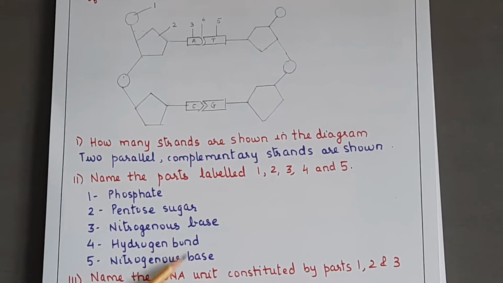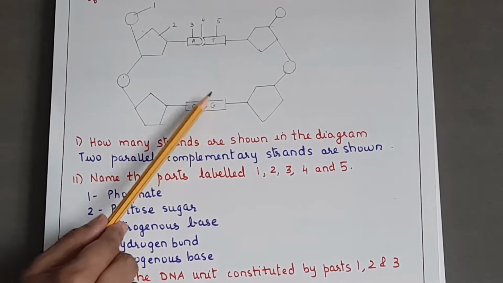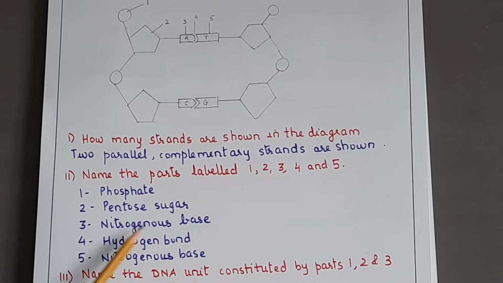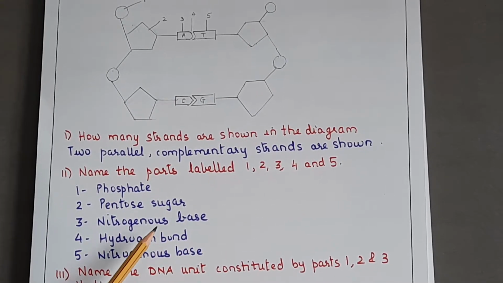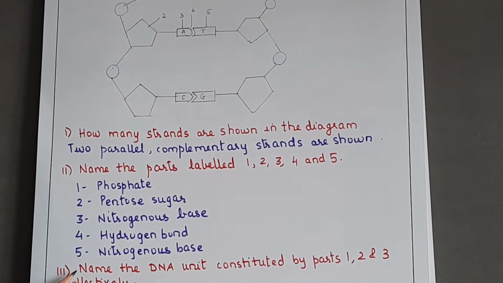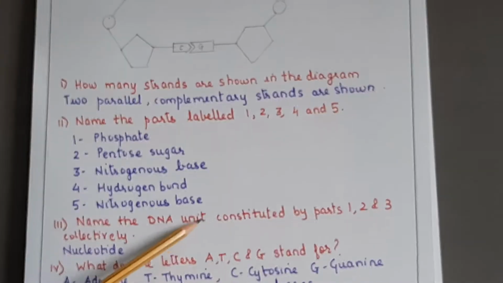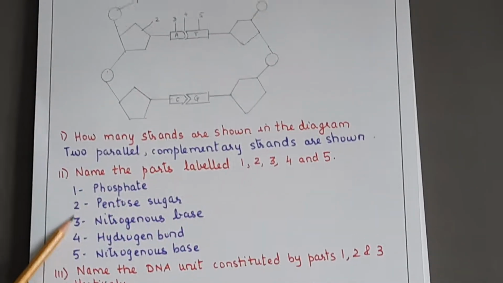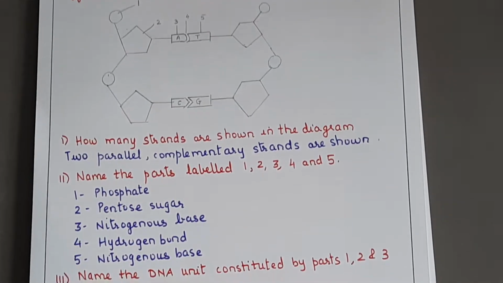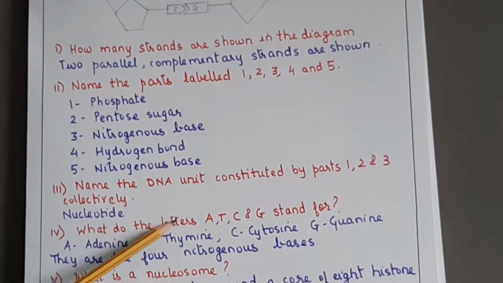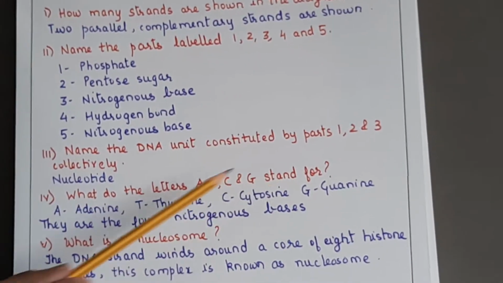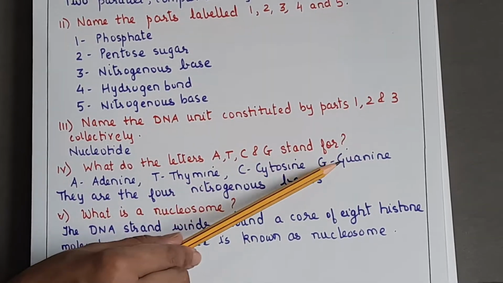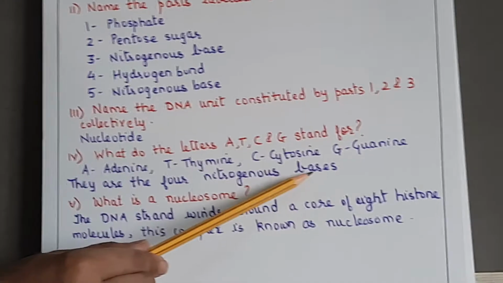Okay. Now in the next question they have asked A, T, C and G. If they don't, then you can write here 3 is in bracket adenine and 5 is guanine. Okay. 5 is thymine, sorry. Then third question, name the DNA unit constituted by parts 1, 2 and 3. So 1, 2 and 3 form what? Yes, very good, nucleotide. What do the letters A, T, C and G stand for? So you have to write the full form: adenine, thymine, cytosine and guanine, the 4 nitrogenous bases.